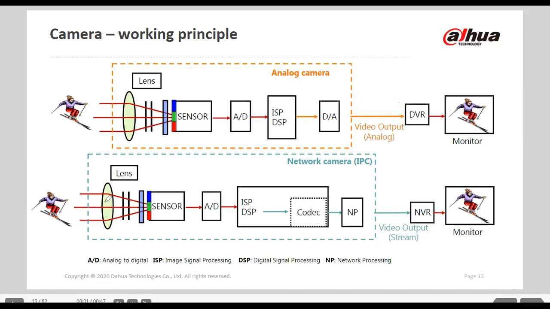For a digital camera or a network camera, it is the same working principle. However, the signal being output is a bit different. You're going to have a digital signal output here, not an analog signal, zeros and ones.